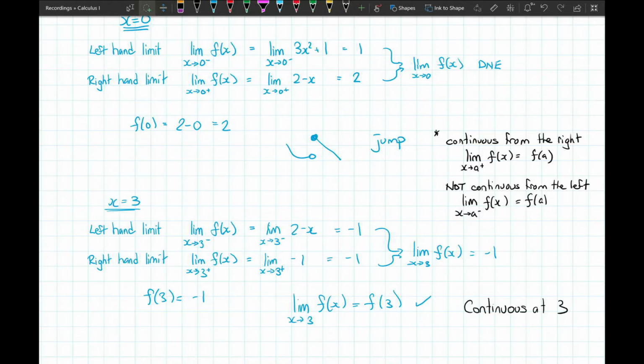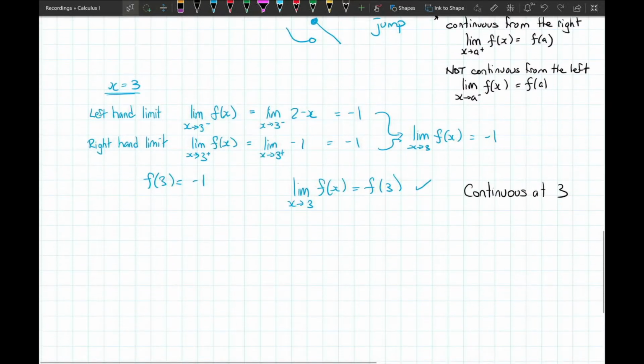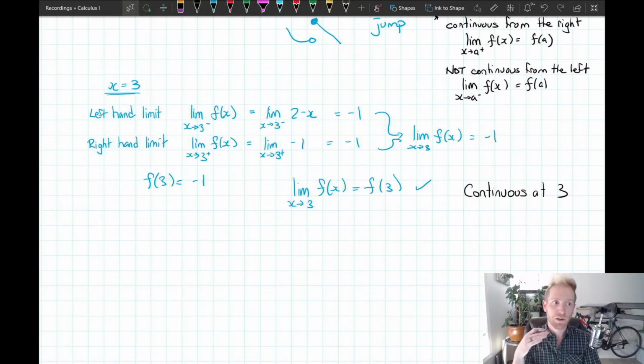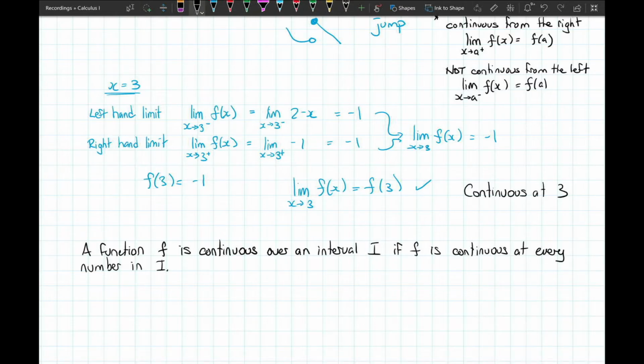Now, we're going to extend this just slightly. Now that we know what it means for a function to be continuous at a number, if a function is continuous at every single real number in an interval, then we can say that the function is continuous for that entire interval. So it's just another little definition, but more or less just an extension of being continuous at a single value. So very simple. Function f is continuous over an interval, I, for instance, if f is continuous at every number in that interval I.